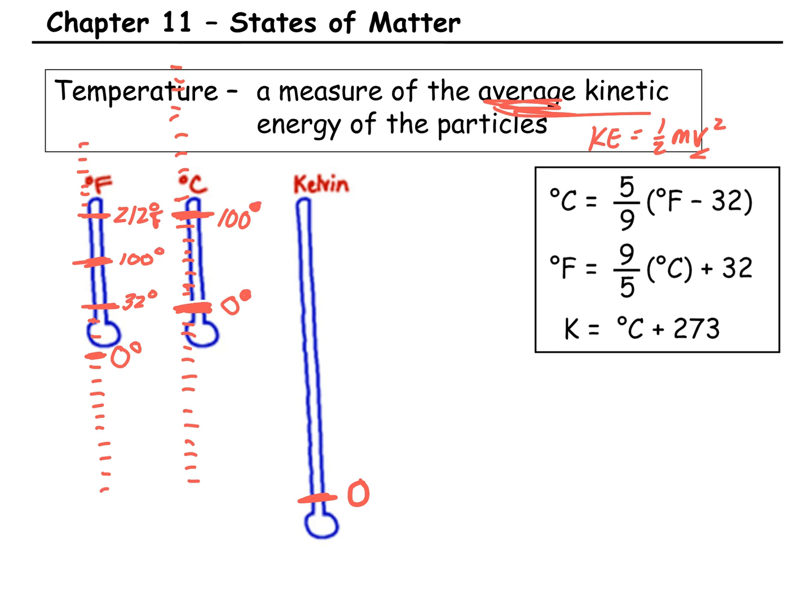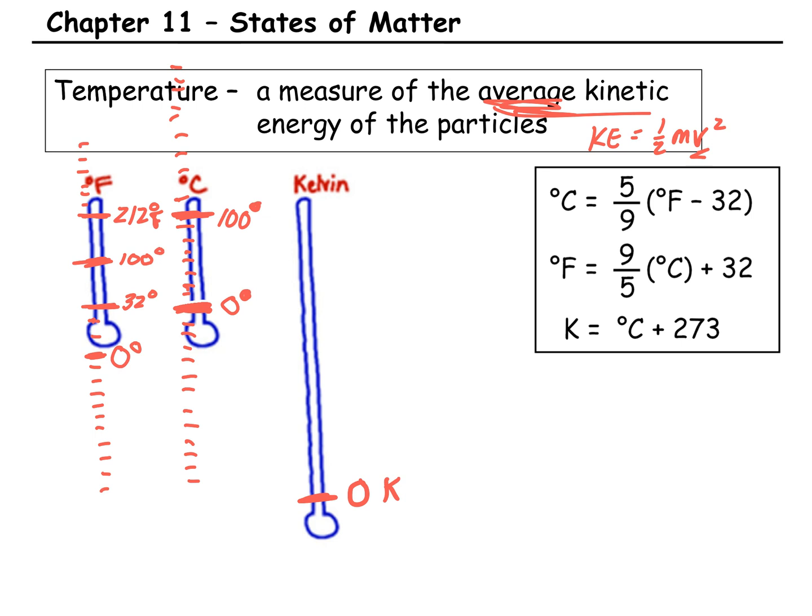We call that absolute zero. Now notice when we say 0 Kelvin, we don't put a degree symbol behind it because it's an absolute scale. It's not an arbitrary starting spot, it's the absolute starting spot. So when we say Kelvin, it's not correct to say 0 degrees Kelvin.